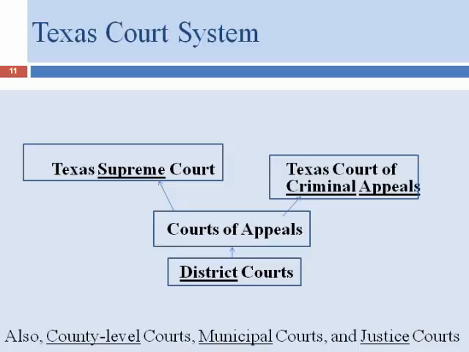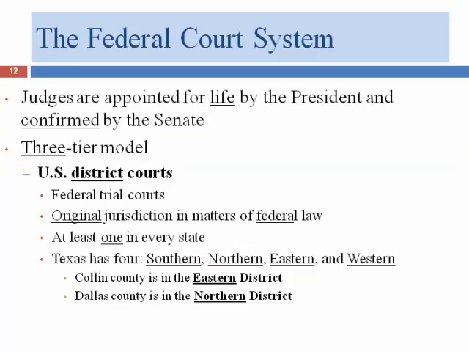The district courts handle both civil and criminal matters. Courts of appeals handle civil and criminal matters. It's only at this level, at the highest court, that there's that bifurcation. I also note in here that there are county-level courts, municipal courts, and justice courts, the ones that have the $10,000 jurisdictional amount. To be a district court, you have to be suing for a pretty significant amount of money in Texas. So let's look at the federal court system.